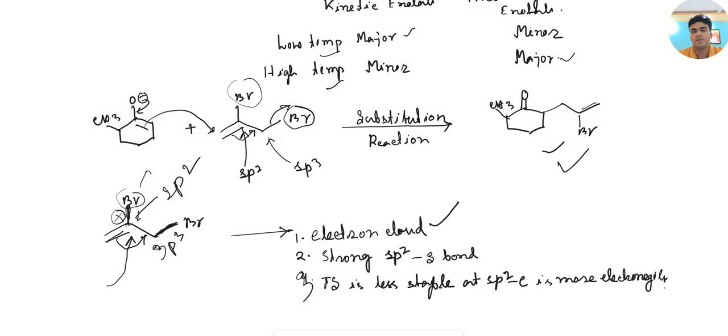So here we cleared the following concepts: why the substitution reaction happens at this carbon, and we discussed stereoselective enolization.